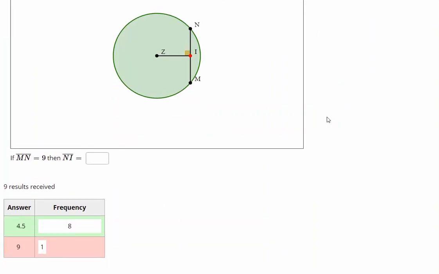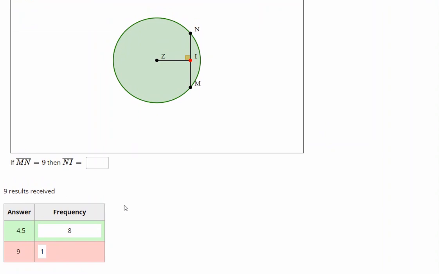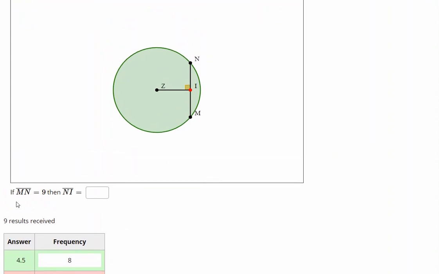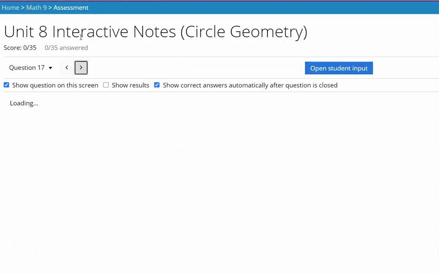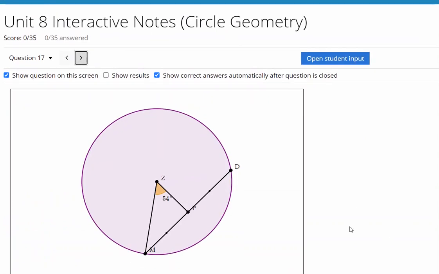All right, pretty good. So yeah, whoever had 9, you just be careful that MN, right? MN is the whole one. And then NI would be from here to here, so that would be half, right? So it'd be half of 9. All right, we're getting a little bit more complicated now.